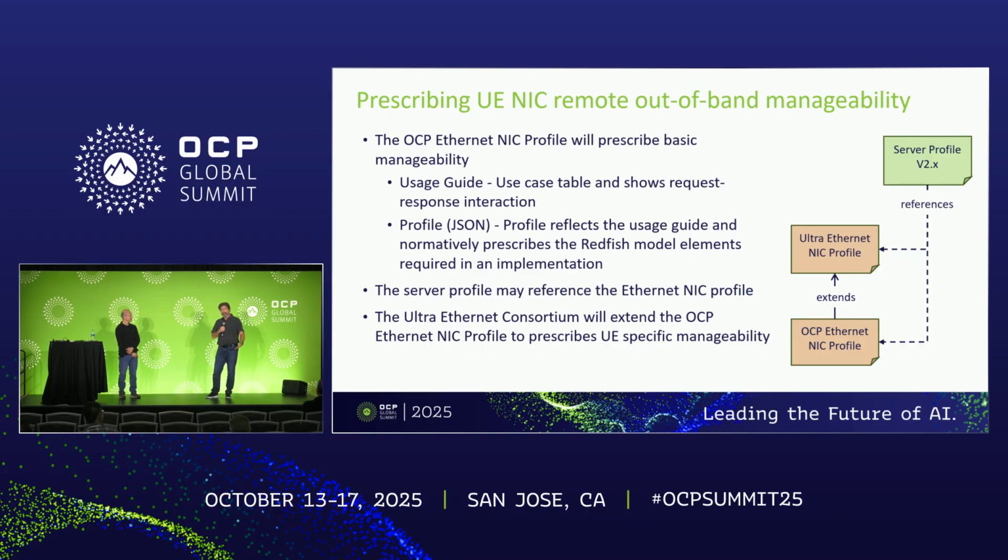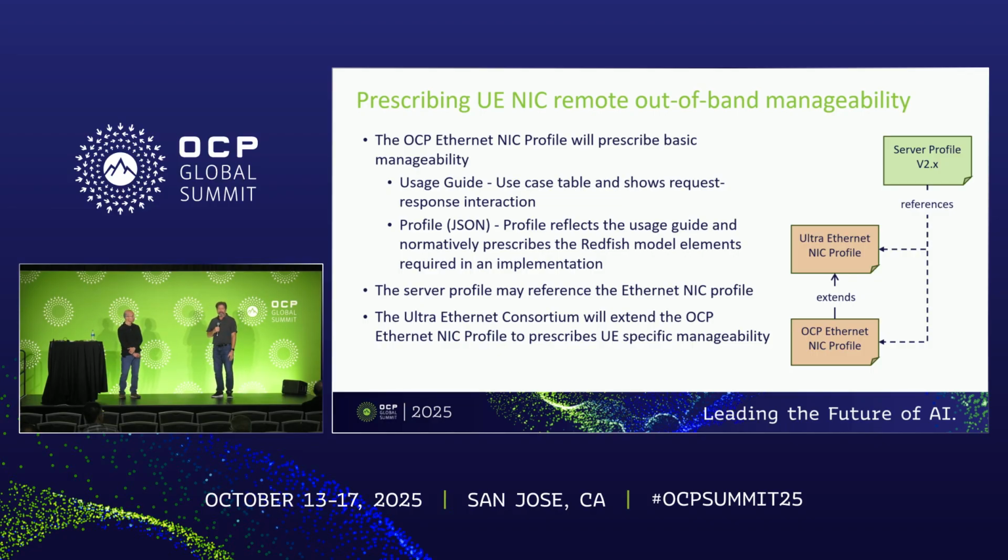So the way we do that is you start with a usage guide, you figure out what the use cases are, and then that's a document, and then there's also the profile itself, the machine readable profile that'll also generate a developer's spec, if you will, and that goes through and actually allows people to do automated testing with the profile, as well as make sure that they're reading the right documentation that goes along with it. And so basically Ultra Ethernet Consortium will extend the OCP NIC profile and then work with Redfish to get the enhancements into the Redfish specification.